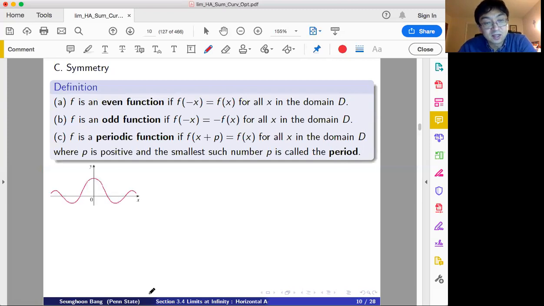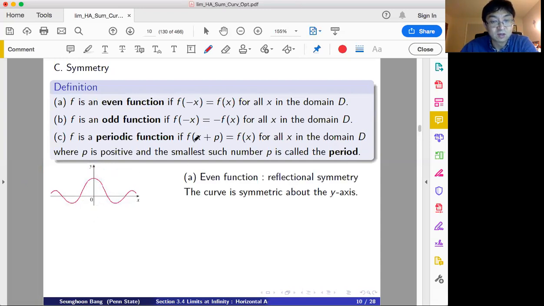So this is an even function. Does it make sense? You can choose minus x here, choose x here. The function value is exactly the same. You can plug minus x into f, and you get f of minus x, and plugging x into f gives f of x. We have an even function. What happens? An even function is symmetric about the y-axis. The curve is symmetric about the y-axis.